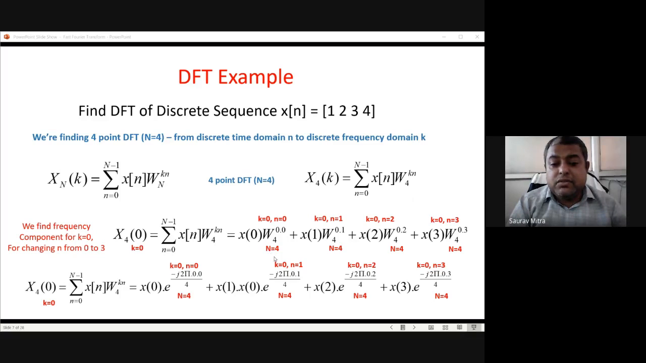And then you expand. So what is meant by W4 0 0? This will be x0 e raised to minus j2π 0 0. Here, in the first term it's a mistake, this x0 should not be there. So this is x1 e raised to minus j2π 0·1 over 4. Here I have made k equal to 0, n equal to 1. For x2, k is equal to 0, n is equal to 2, and here k is equal to 0 and n is equal to 3. So for all these cases, e raised to 0 will be equal to 1.